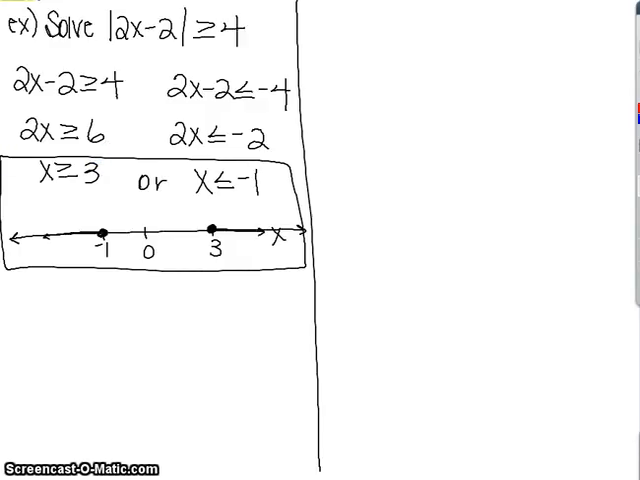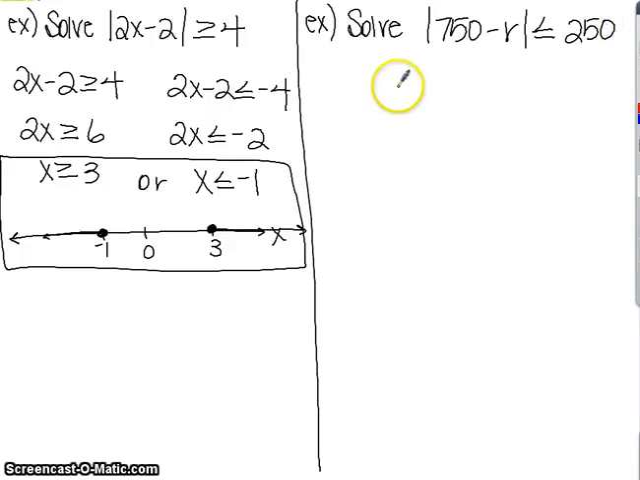Okay, last one, and then I'm done. Then you have some time to work. Again, feel free to rewind this and show whatever parts you need to. For this one, we want to solve absolute value of 750 minus r less than or equal to 250. This is a less than or equal to, so that means we're going to turn it into an "and" statement. So the first part we keep exactly the same. Now we just got to add this second part to it and do a negative 250.